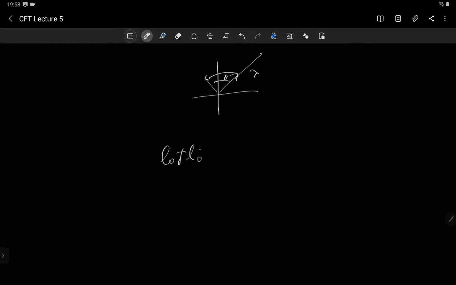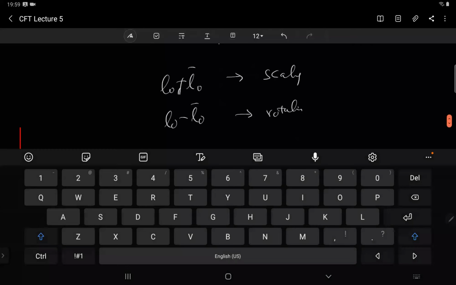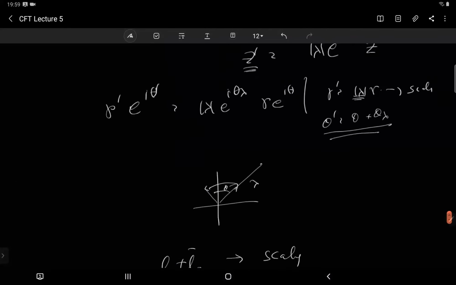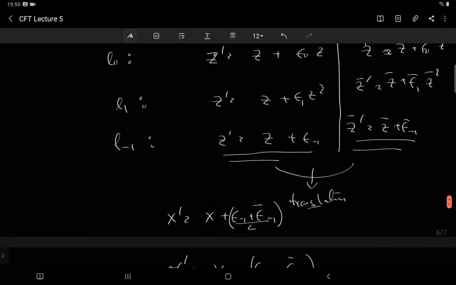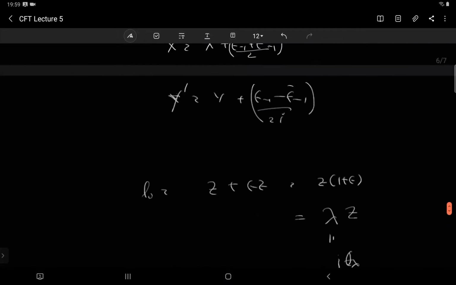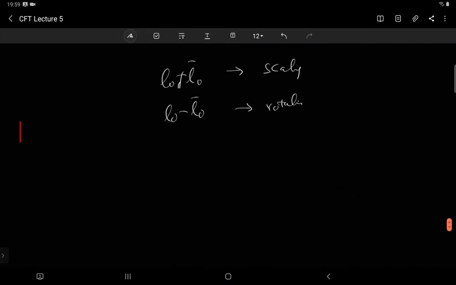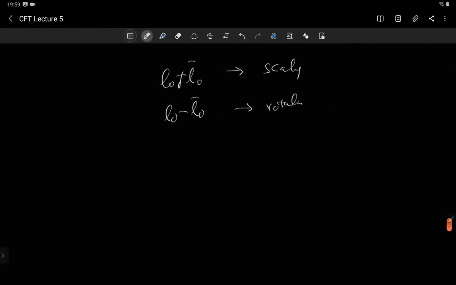And so from here we can immediately deduce that L0 plus L0 bar corresponds to scaling, and L0 minus L0 bar will correspond to rotation. Why is this the case? Because if I do L0 plus L0 bar, I'll get the mod lambda part. So how do we see this? That is L0 plus L0 bar.